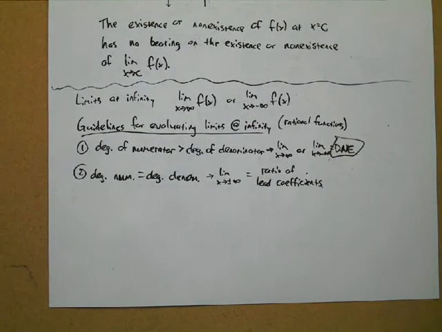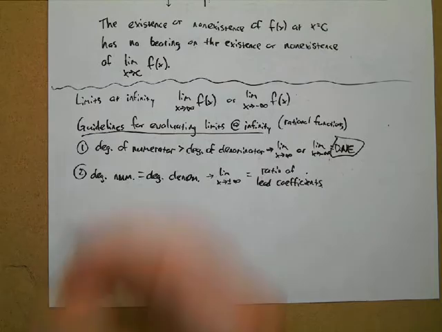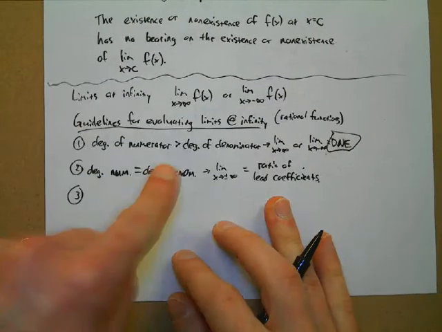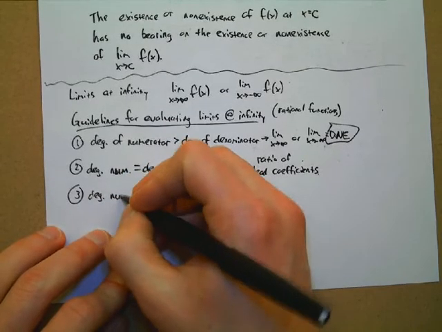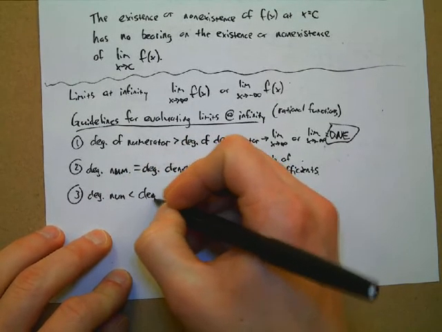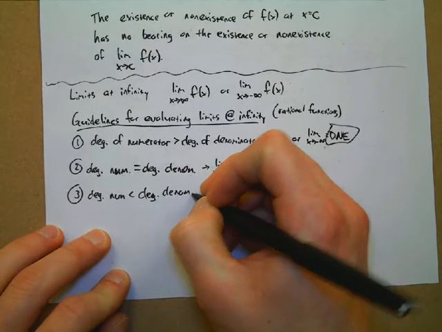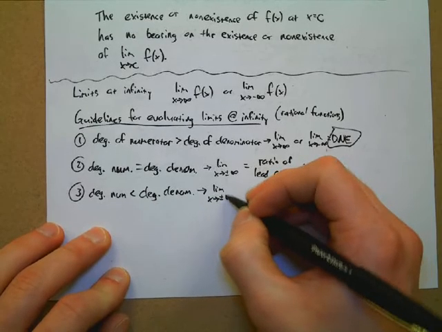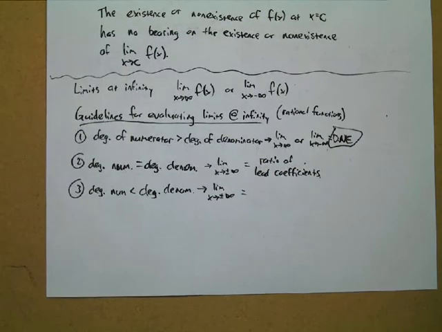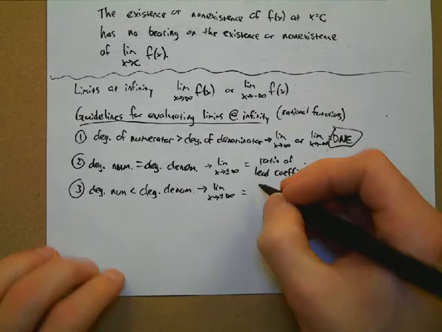And then the third scenario: we talked about when the numerator is greater, and when the degrees are equal. Now, when the degree of the numerator is less than the degree of the denominator, the limit as x approaches plus or minus infinity, it'll be the same either way, is going to approach 0. And we'll look at a couple of examples here.